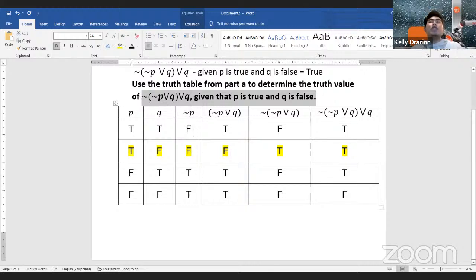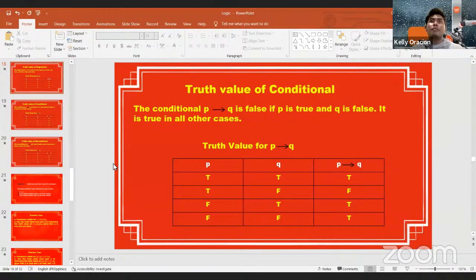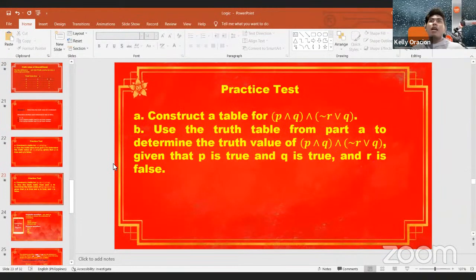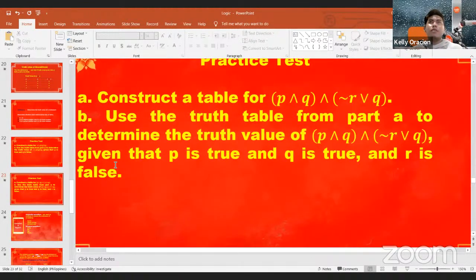Question before we will proceed to our next example. Okay, I think wala question. Now, let's proceed to another example para ma-practice kayo. This one. Ito yung next example natin.